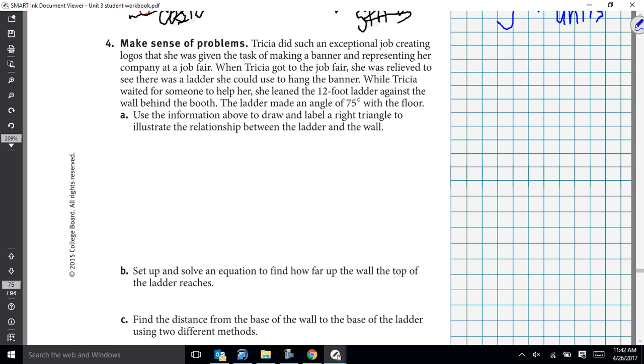So we have Trisha. She has her 12-foot ladder. It's leaning against the wall. So I have the floor and the wall right here. And then she has her ladder. That's 75. We're trying to find that corner side, right?